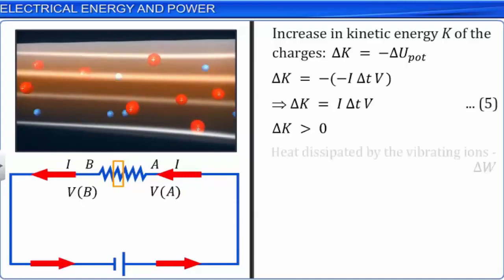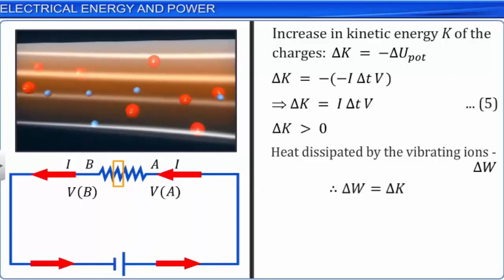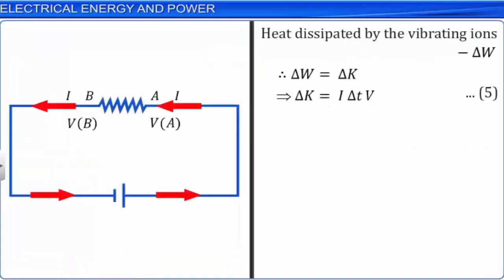The heat dissipated by the vibrating ions is represented by delta W. This delta W is nothing but the increase in the kinetic energy of the charged particles. Therefore, delta W is equal to delta K. From equation 5, we can say that the amount of energy dissipated is expressed as delta W is equal to I delta TV. Let this be equation 6.